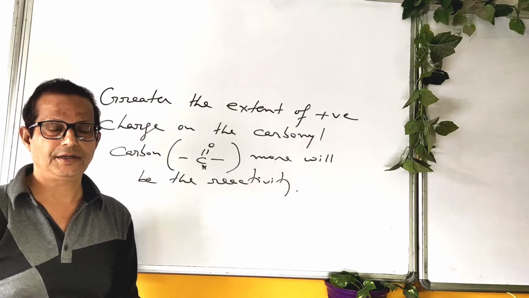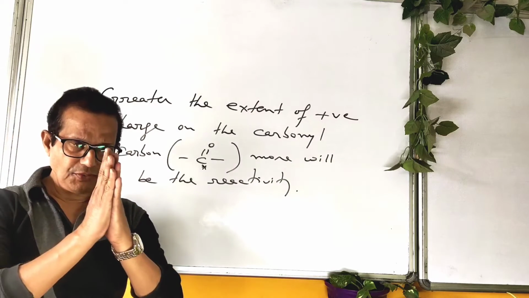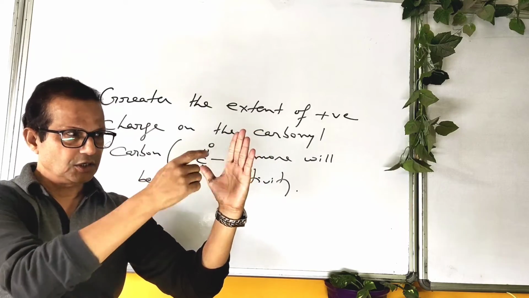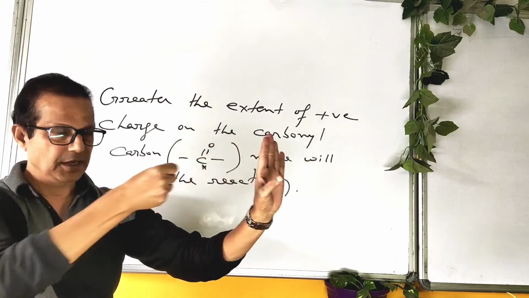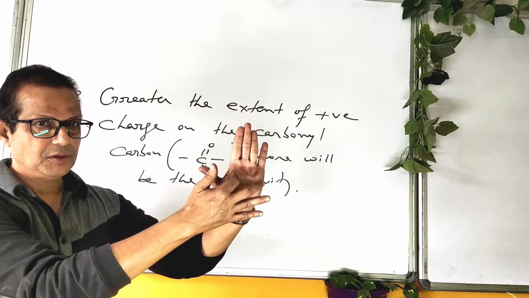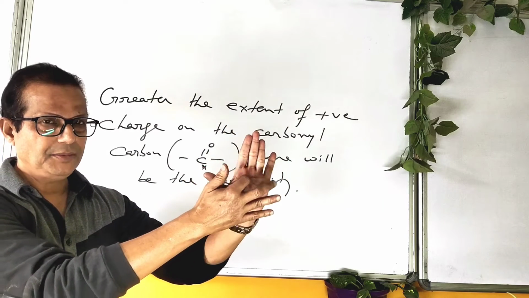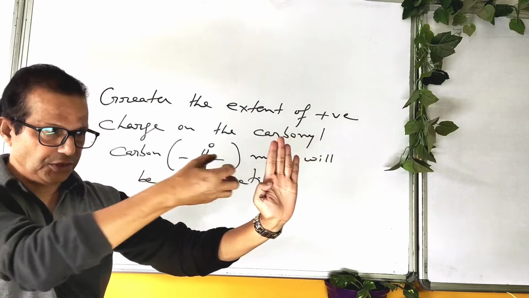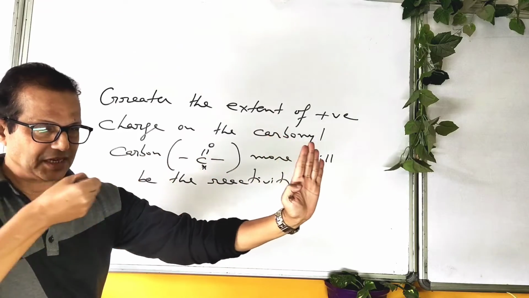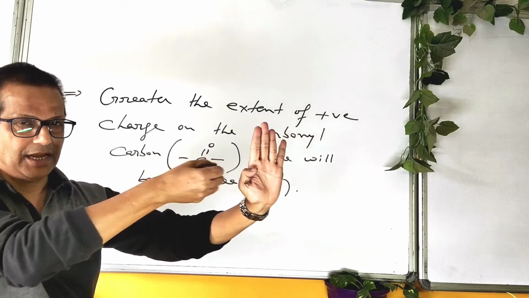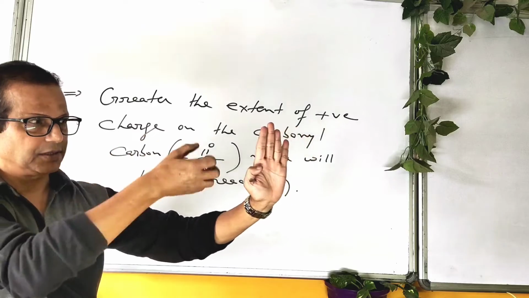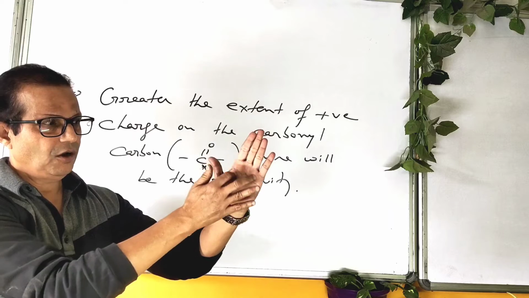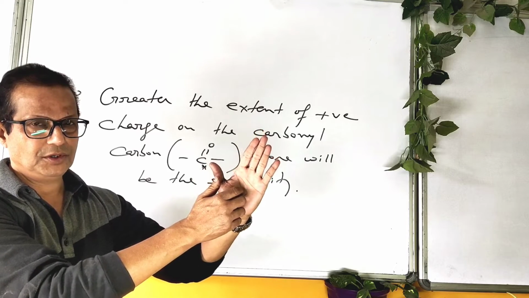Now understand it. If an electron withdrawing group is attached to the carbonyl carbon, then the development of positive charge becomes more and reactivity increases. So what you learn? The presence of electron withdrawing groups such as benzene ring, cyano group, and halogens increases the reactivity of carbonyl carbon.